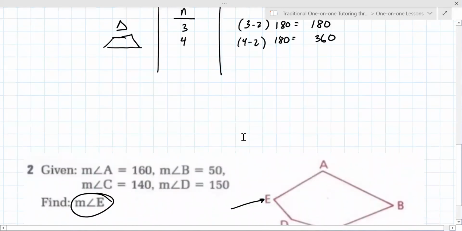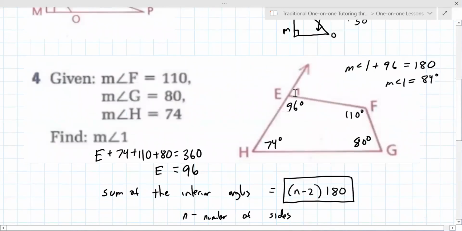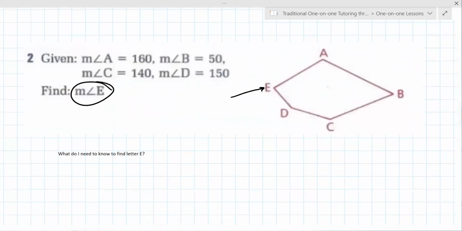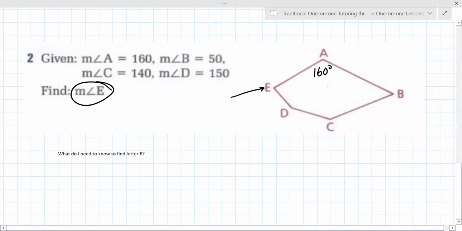Maybe the previous example is a little bit better. To find measure of angle 1, if I knew this other angle, I could find angle 1. Then you ask, what do I need to find that angle? And it leads you to a place where you can actually find the information. But here they give you all the other angles, so why wouldn't you throw these in here? So angle B is 50, C is 140, D is 150, and E we'll just call letter E.